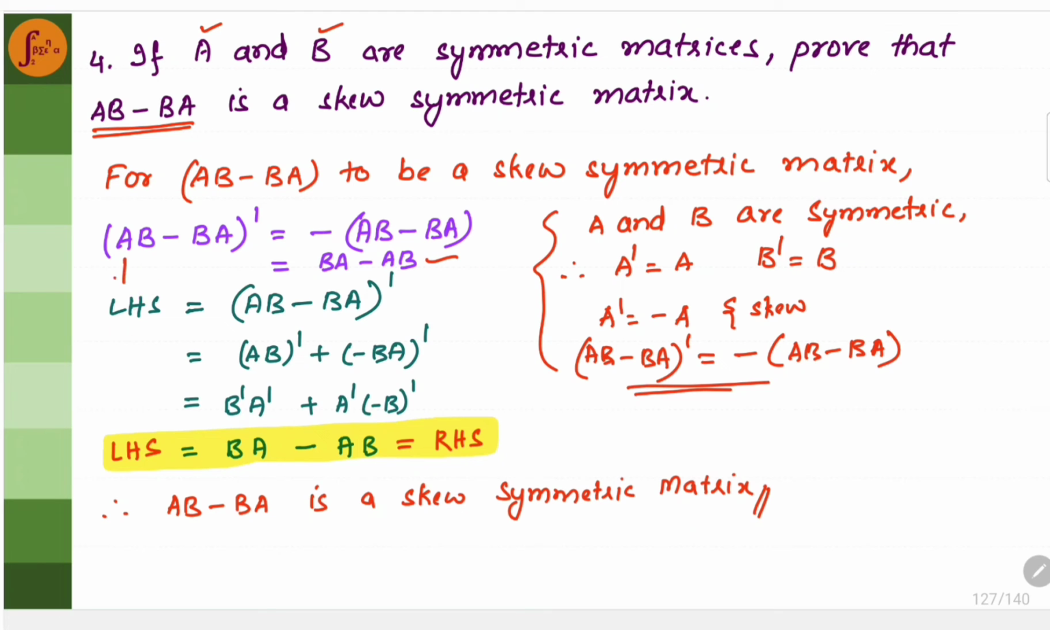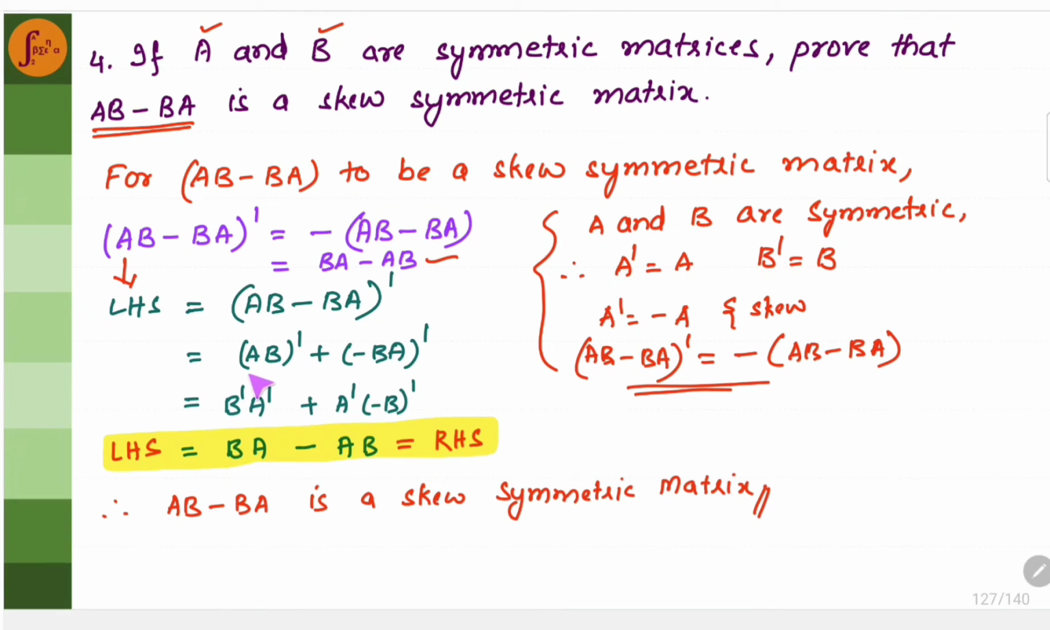You start with the LHS. You take the transpose of AB minus BA. Now you split it, based on the property. AB minus BA, the whole transpose, is AB transpose minus BA transpose. I can split it and write it like this, right?